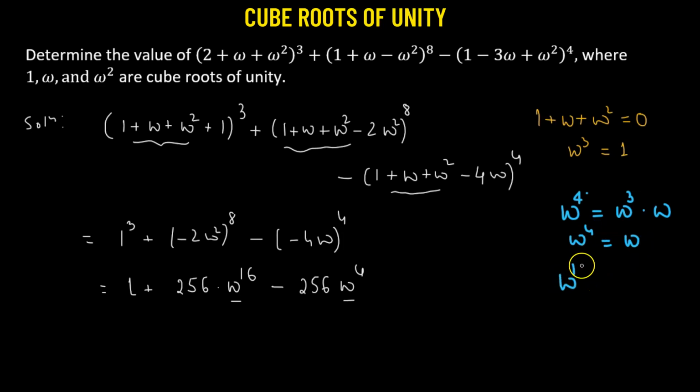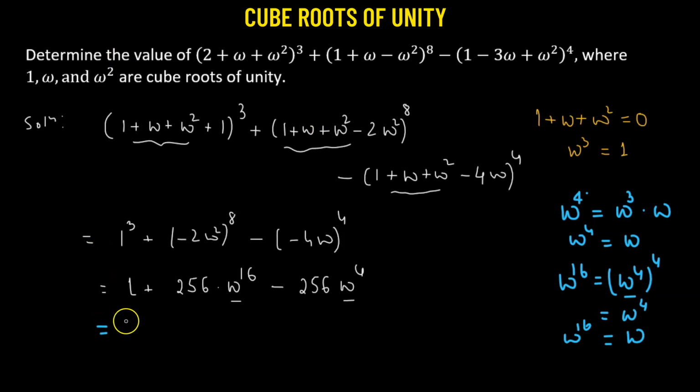Now omega raised to the power of 16 will be equal to omega raised to the power of 4, whole raised to the power of 4. Now we can replace omega raised to the power of 4 with omega. So that means we have omega whole raised to the power of 4. Then again omega raised to the power of 4 is equal to omega. So that means omega raised to the power of 16 is also equal to omega.